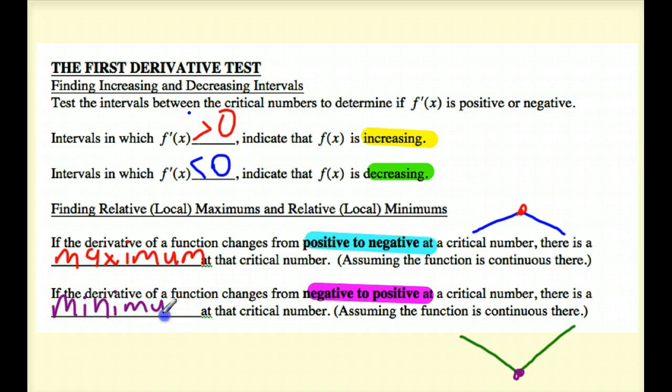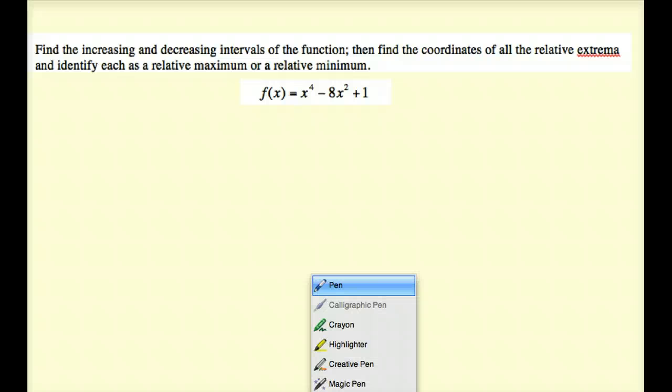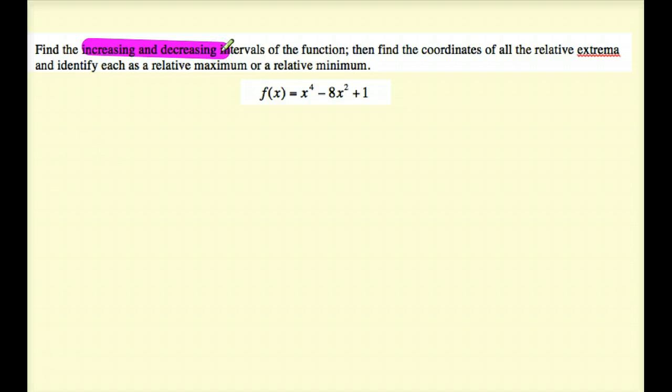So this is the verbiage behind the first derivative test, but we actually have to put this into practice. Let's take a look at some problems and see how we can find whether I have a maximum or a minimum. Our first problem says find where it's increasing and decreasing, find the coordinates of all relative maxima and minima, and identify each as a maximum or minimum. To find where it's increasing or decreasing, I need to find the critical points. Let's write this out in steps.